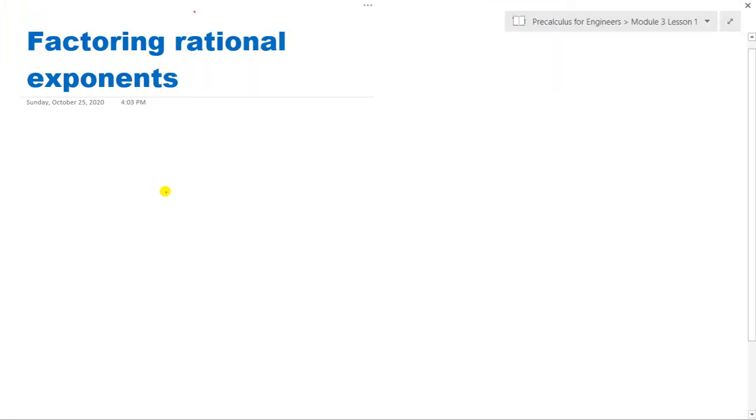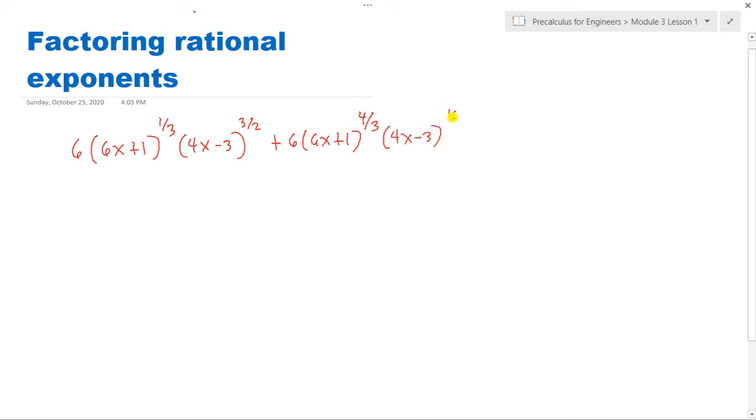Let's say we are given this long term. Let's say we have 6 times 6x plus 1 raised to 1/3 times 4x minus 3 raised to 3 halves, then plus 6 times 6x plus 1 raised to 4/3 times 4x minus 3 raised to 1 half, such that x should be greater than or equal to 3/4.